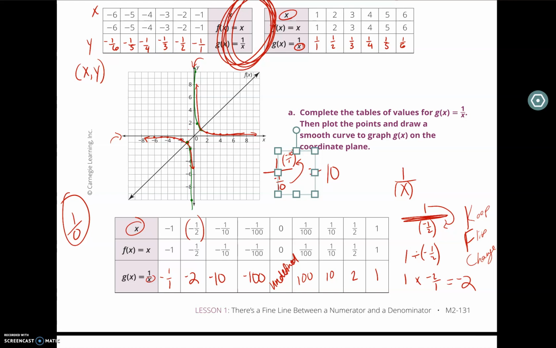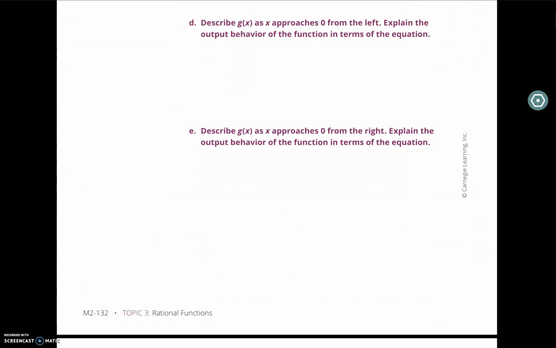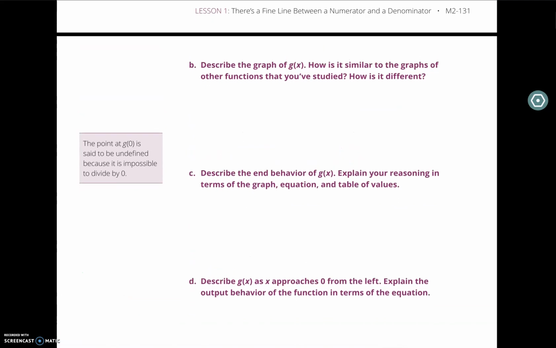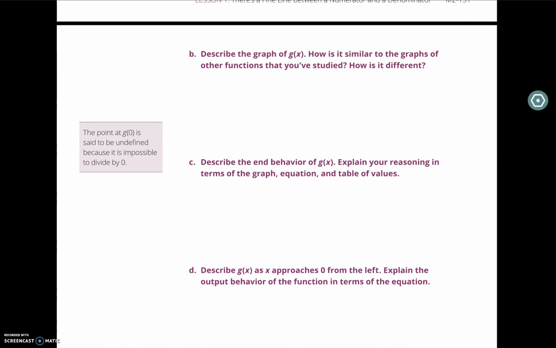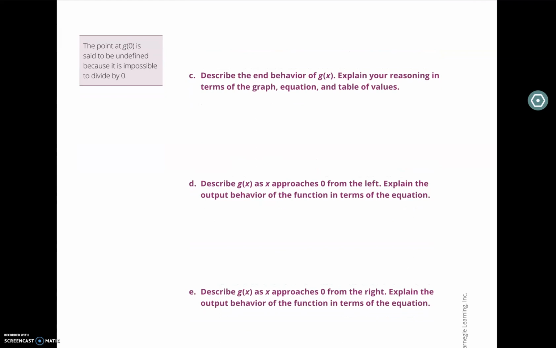All right, what I want you to do is use your words. It's on page M2-132, and I want you to describe the graphs, the differences, the similarities, and then describe the end behavior. Remember the end behavior, we want to say what's happening to the y values when the x values are becoming positive, and what's happening to the y values when the x values are becoming negative.